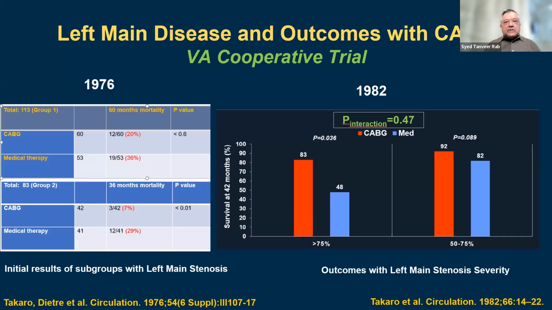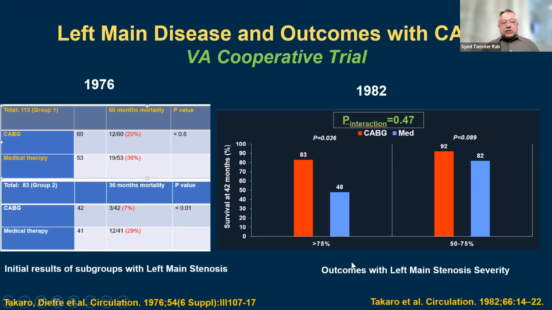So let's talk briefly about left main disease. Initially, the left main treatment was with CABG versus medicine. And in 1976, initial results of subgroups showed clearly that the mortality at 5 years was lower in the CABG arm versus the medical arm, 20% to 36%. And the 36-month mortality, in 3 years really, the CABG arm was much, much lower, 7%, than leaving people on medical therapy. In fact, the death rate at 1 year was greater than 50%.